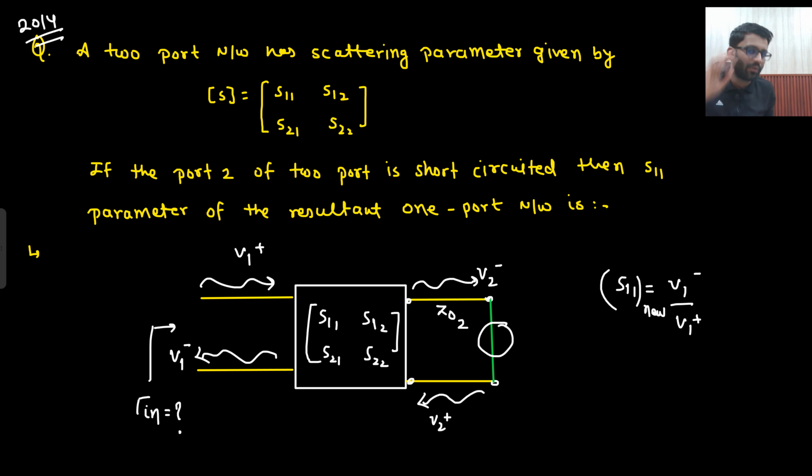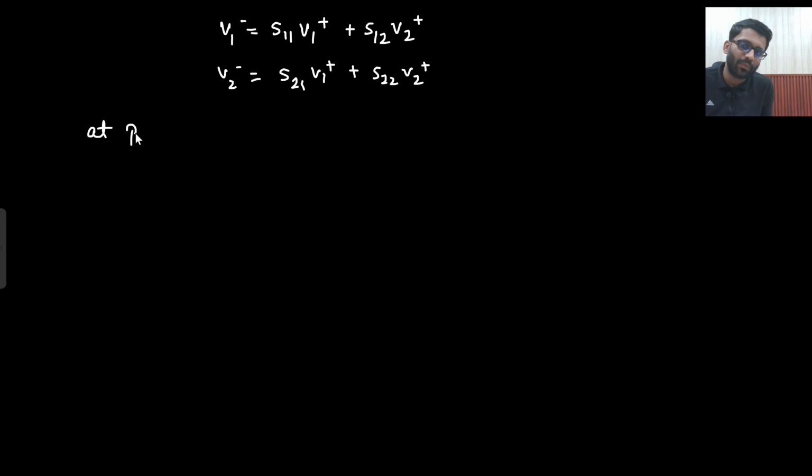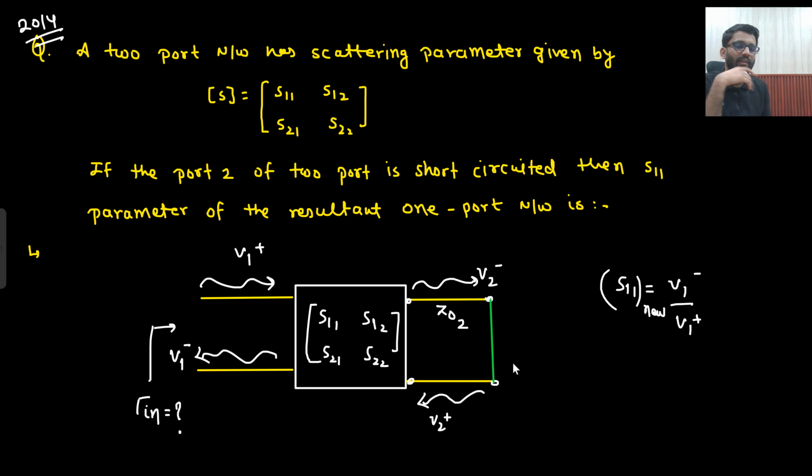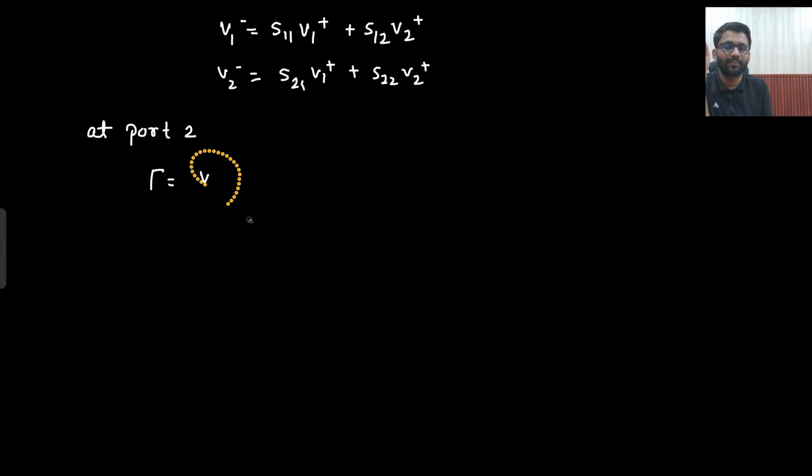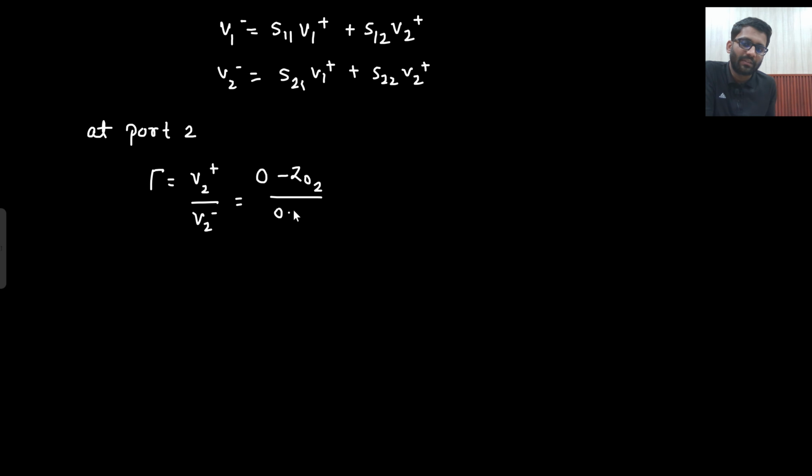For this load, for this short circuit load, V2 minus is the incident wave and V2 plus is the reflected wave. So if I write down the reflection coefficient at port 2, if I write down the reflection coefficient, what that would be? Think about it and let me know whether it would be V2 minus divided by V2 plus or it would be V2 plus divided by V2 minus. What do you think? It would be V2 plus divided by V2 minus. Why is that so? Because V2 minus is the incident wave for this load and V2 plus is the reflected wave for this load. So this gamma will be equals to V2 plus divided by V2 minus, and what that would be equals to? ZL is 0, ZL minus Z naught upon ZL plus Z naught.